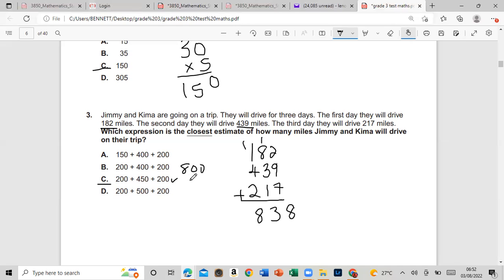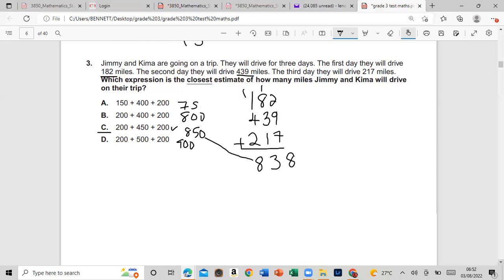This is 200, 400. This is 850. Let's look at this one now. 200, 700. This is 900. Alright, let us be fair to this one. This is 670. So I was correct. It would be C. 850 is closer to 868. It's only off by a mere 12. Alright, let's move on to number 4.